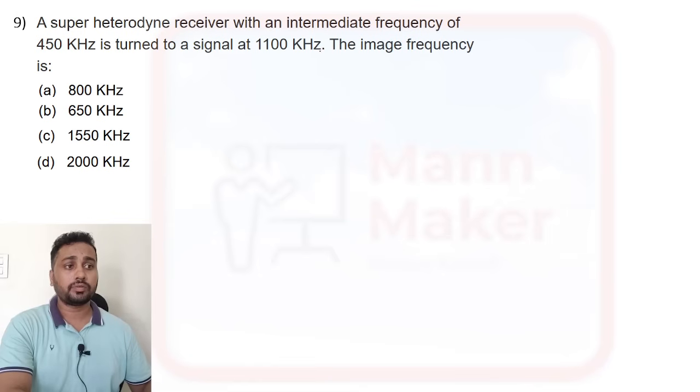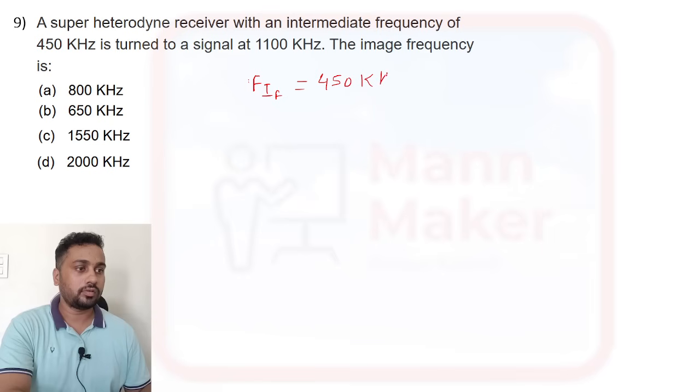A superheterodyne receiver with an intermediate frequency of 450 kilohertz is tuned to a signal at 1100 kilohertz. The image frequency is, we need to find the image frequency. So what is given: the intermediate frequency, you can write Fi, is given as 450 kilohertz. And we have the tuned frequency, we will write Fs.